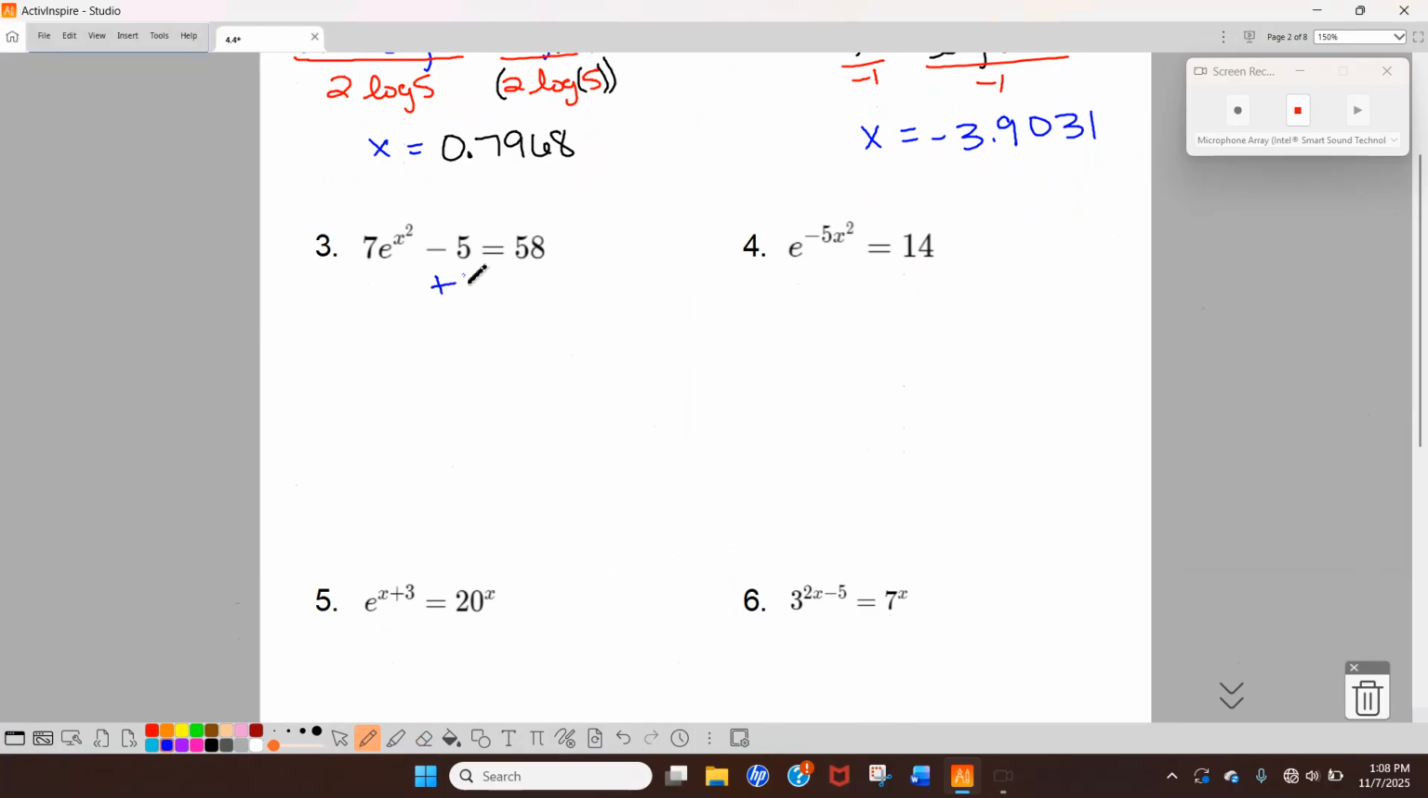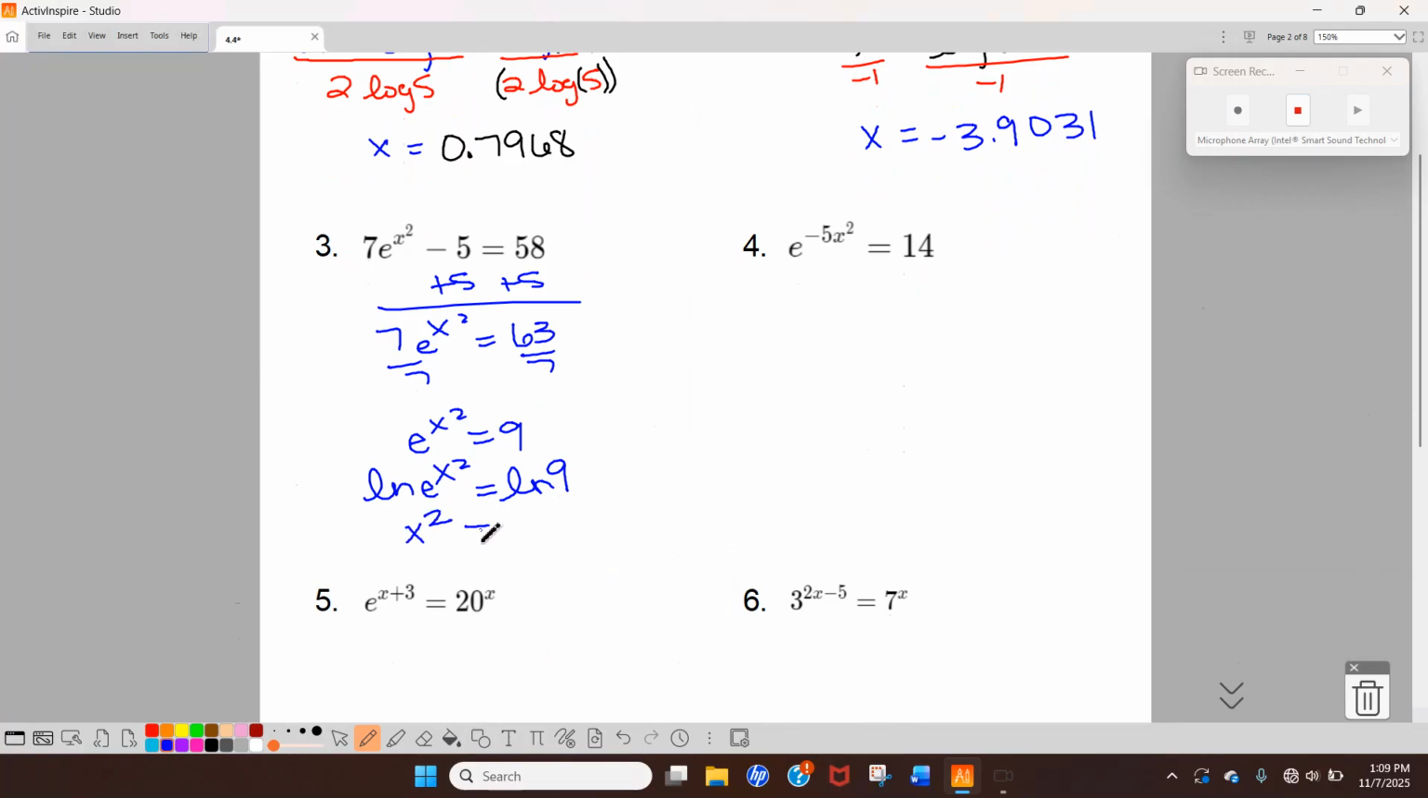All right, so add 5 to both sides makes a whole lot more sense. So then when we divide by 7, it does work out to a nice number. All right, so then since the base is e, we're going to do the natural log. We're going to take the ln of both sides. So then x squared, because ln of e will cancel out, is equal to ln of 9.